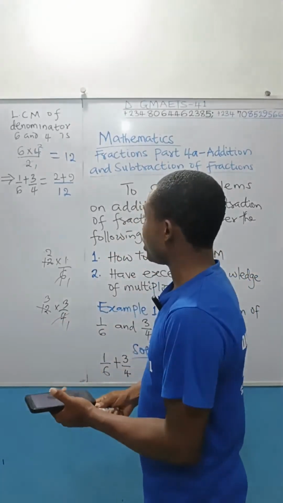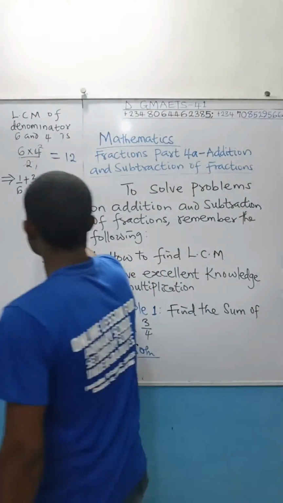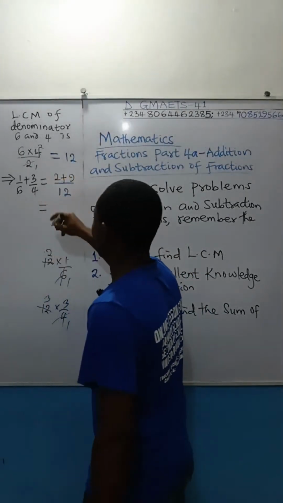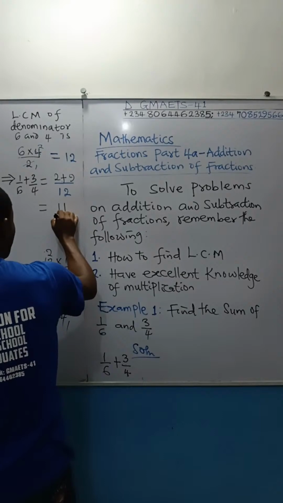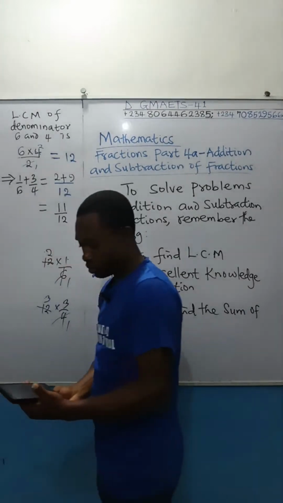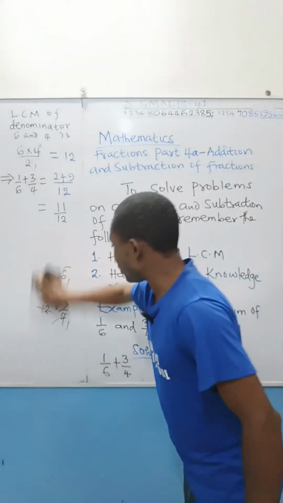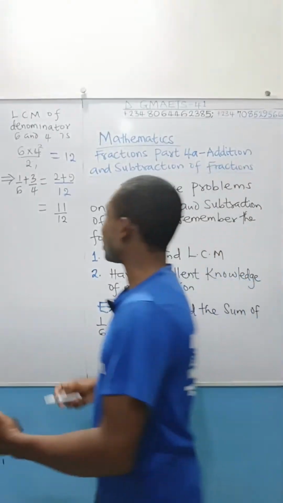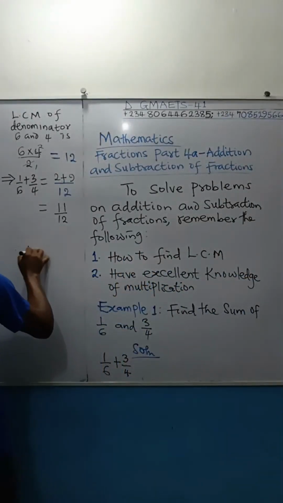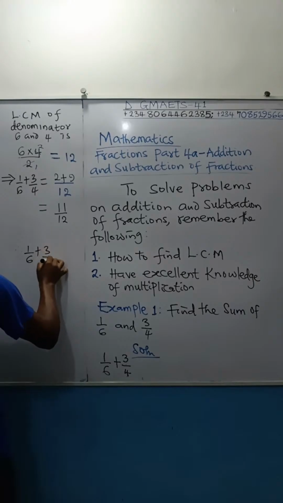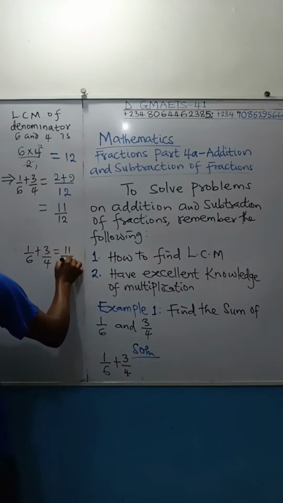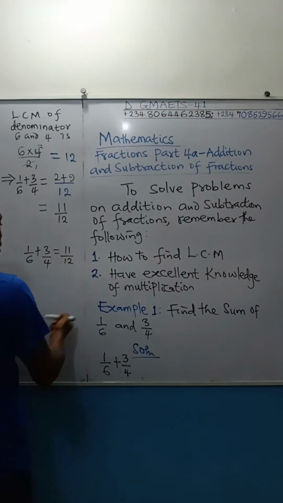And I think from here you can now conclude. This is now equal to 2 plus 9 is 11. And then this is 11 over 12. And you have solved this problem. You have solved it. We can now conclude, therefore, 1 over 6 plus 3 over 4 is equal to 11 over 12. That is our answer.